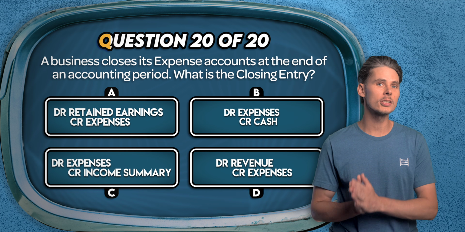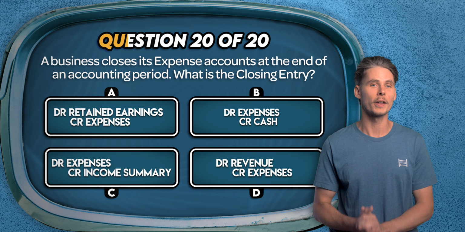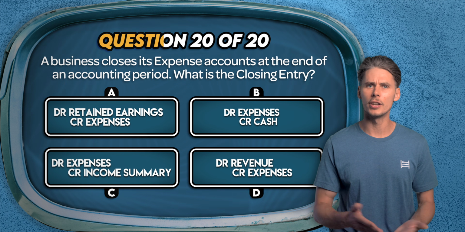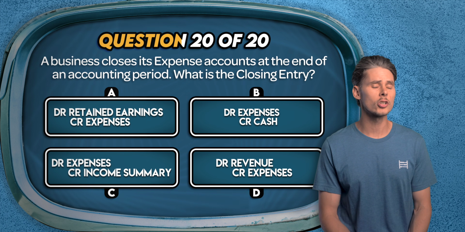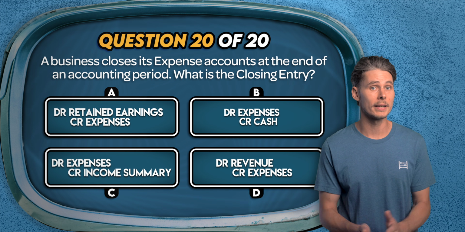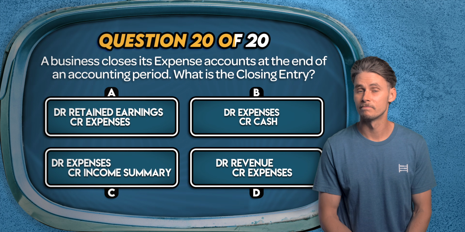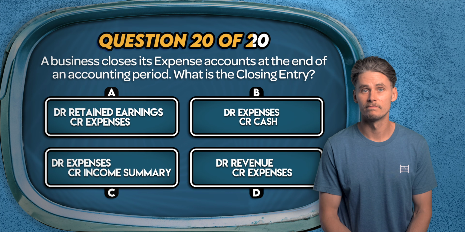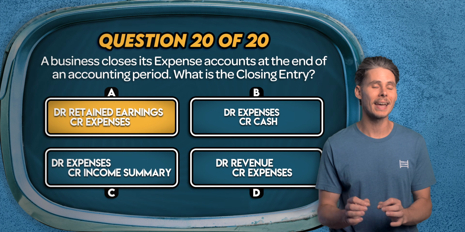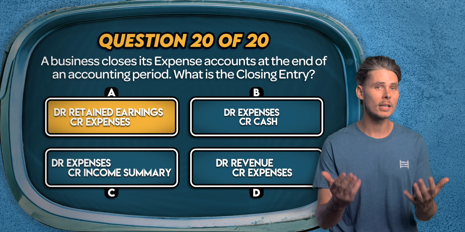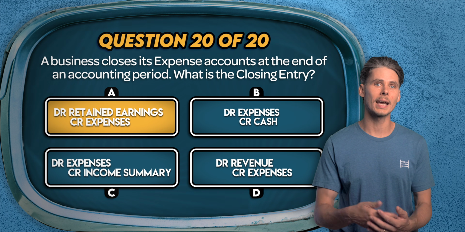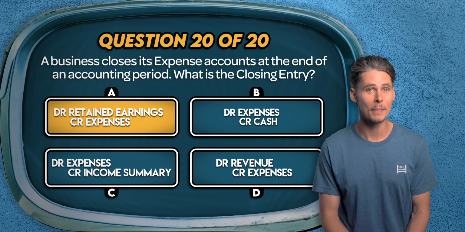Question 20. A business closes its expense accounts at the end of an accounting period. What is the closing entry? Is it debit retained earnings credit expenses, debit expenses credit cash, debit expenses credit income summary, or debit revenue credit expenses? It's A. Expense accounts are temporary accounts with debit balances. When posting closing entries, we credit them to reduce their balances down to zero. And we debit retained earnings, which is a permanent account on the balance sheet.